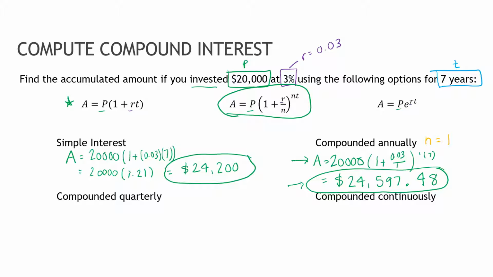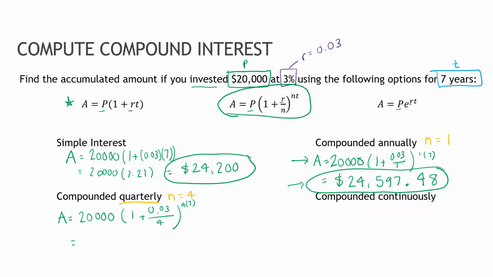Compounded quarterly, same idea as compounded annually, but quarterly means 4 times per year, every quarter. So n in this case is going to be 4. Again, all I'm going to do for work is set it up. 20,000 is P, 1 plus my rate, 0.03 divided by 4, to the 4 times 7. And I don't have to do any more work than that.